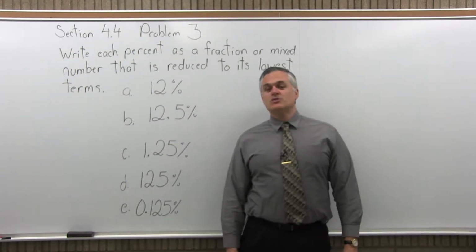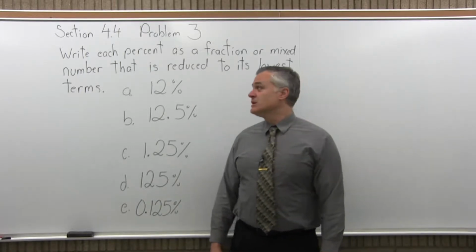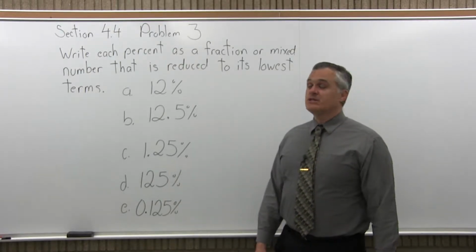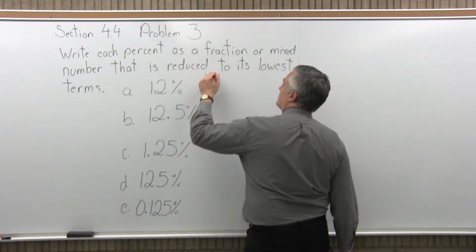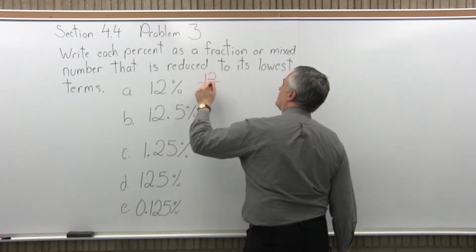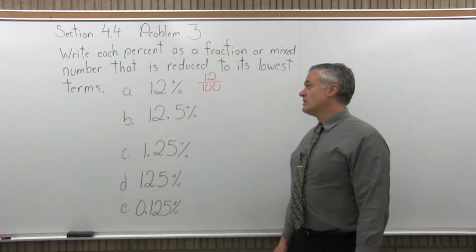It says write each percent as a fraction or mixed number reduced to its lowest terms. So the first one is 12%. To convert any percent to a fraction, you write the percent over 100 and then reduce it if you can. So 12% starts off as 12 over 100.